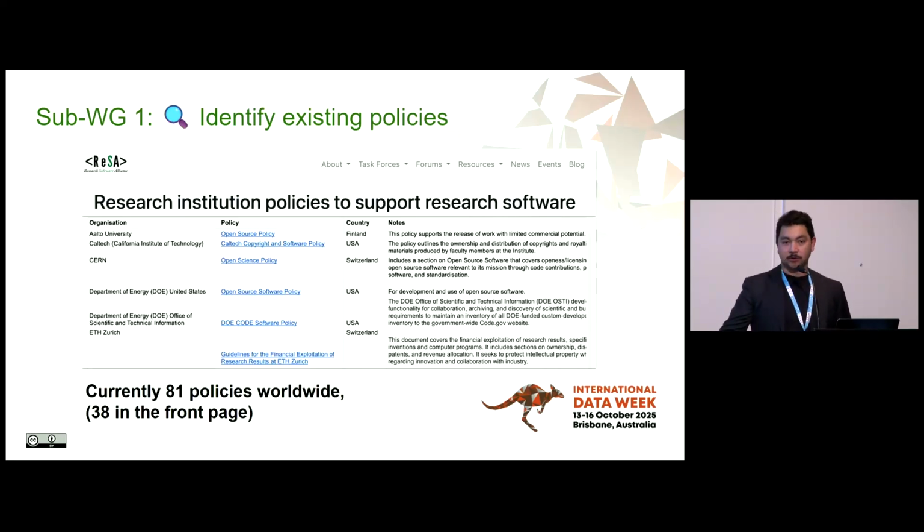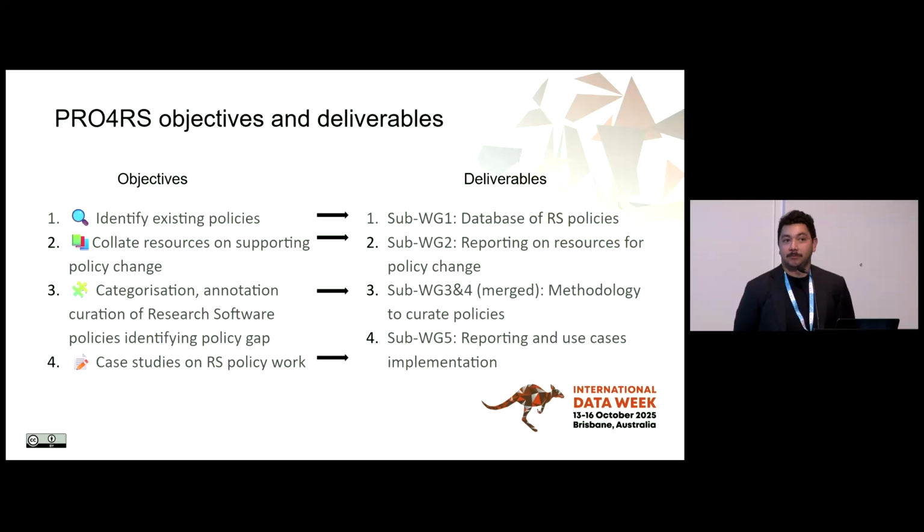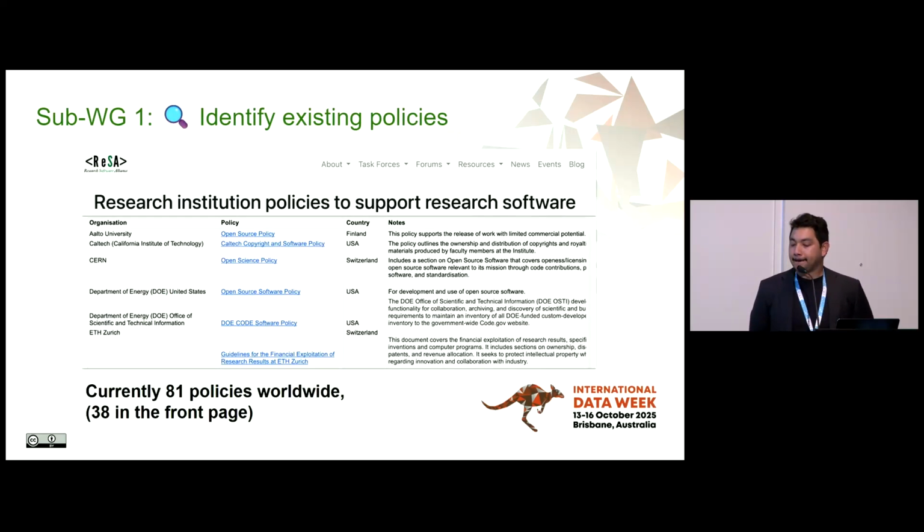What we did in order to come up with the deliverables of the working group was dividing the work into 2 sub-working groups, basically. The first sub-working group had to do with the identification of research software policies. As I mentioned before, we basically searched for policy documents, sometimes on the institution or university website, but what was important was to look for publicly available policy documents. So far we have 81 policies worldwide that are identified.